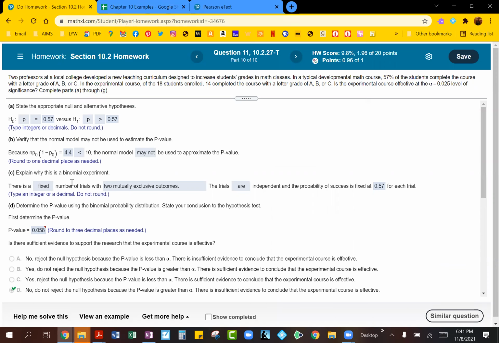That means this is going to be a binomial experiment, and we're going to use the binomial probability distribution to estimate that p-value. Remember, for a binomial experiment, you have to have a fixed number of trials. You have to have two mutually exclusive outcomes, because success and failure cannot happen at the same time. They have to happen separately, with no overlap. Your trials have to be independent, and your probability of success has to be the same for each trial. In our case, that fixed value is 0.57 for each trial.